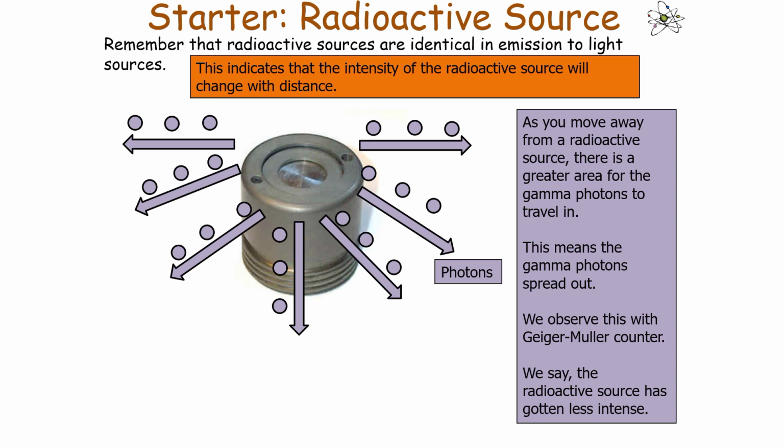What happens now when you've got a gamma source? As you move away from a radioactive gamma source, there's a greater area for the photons to travel in. This means the gamma photons will spread out, and we observe this with a Geiger-Müller counter. So we say that the radioactive source has gotten less intense. This indicates that the intensity of the radioactive source will change with distance, because the photons are closer together near the source, whilst they are further apart the further away you get. So you've got a greater intensity of photons near the source emitting the radiation, and a lower intensity the further away you travel.